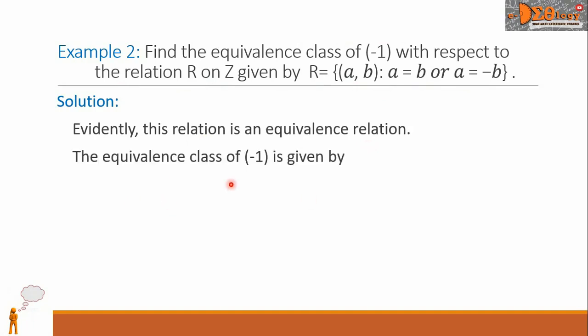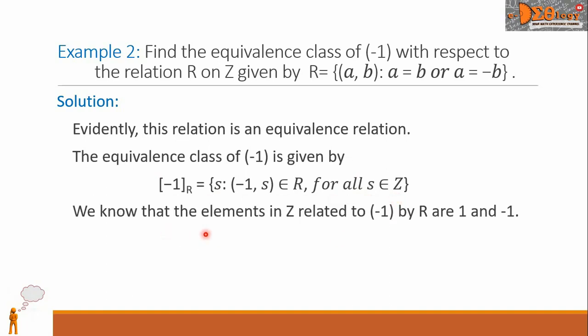The equivalence class of -1 is given by, the symbol is here, the equivalence class of -1 of the relation R is equal to the elements s such that the ordered pair (-1, s) is an element of R, for all s an element of Z, the integers.